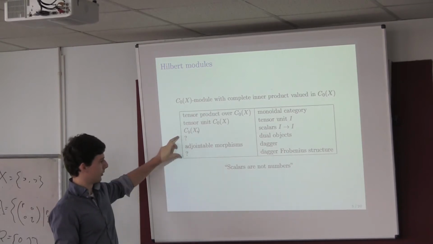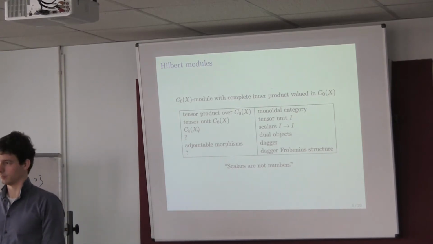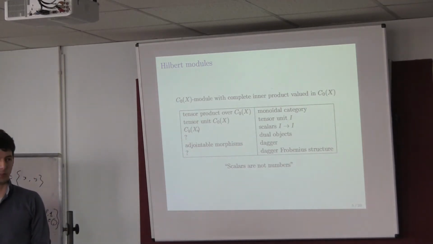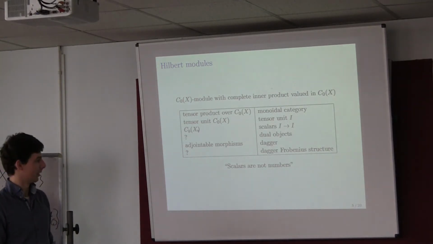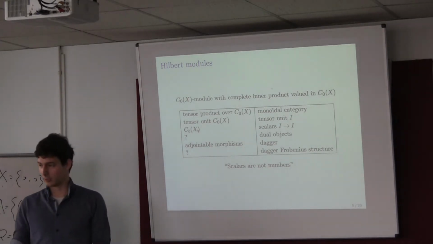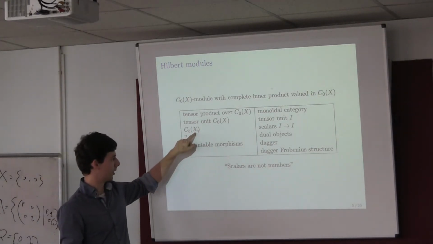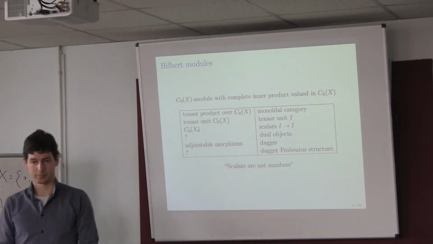Okay, so let's start looking at what the dual objects might be and what the Frobenius structures might be. Okay, that's the plan for the next 10 minutes. Is that okay with everyone? Yeah, so sorry, the slogan is that scalars are not numbers, right? There are things like zero divisors. The scalars hide this whole spatial structure of the base space. Okay.